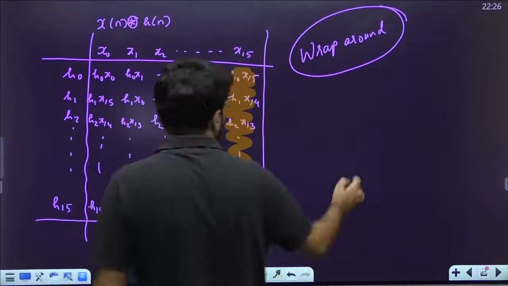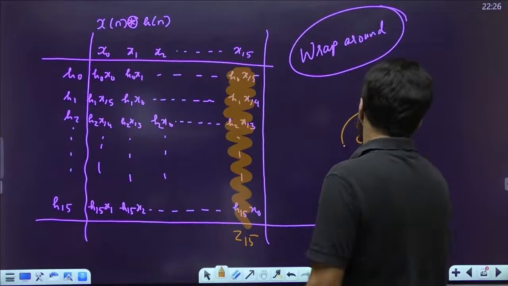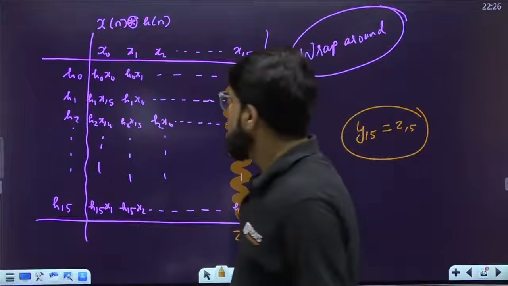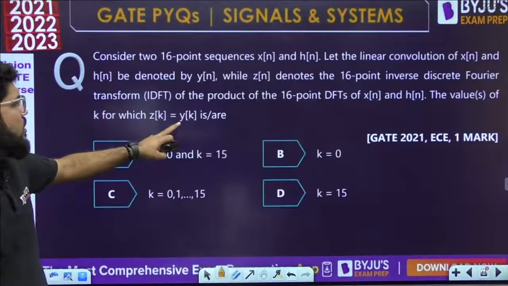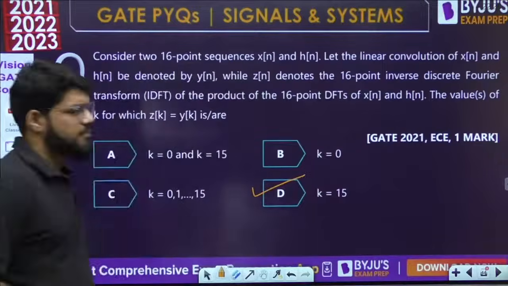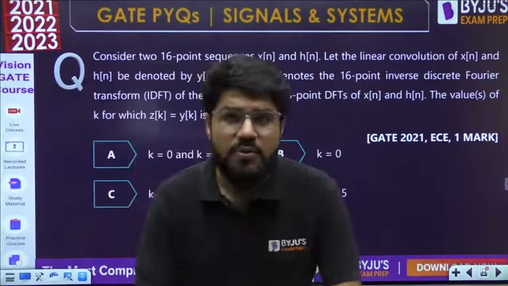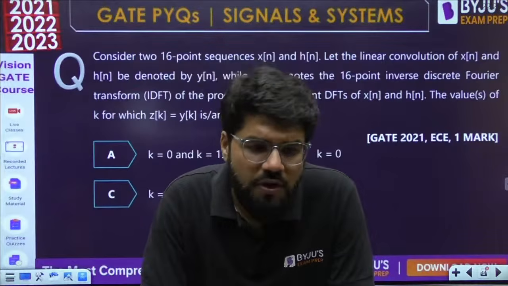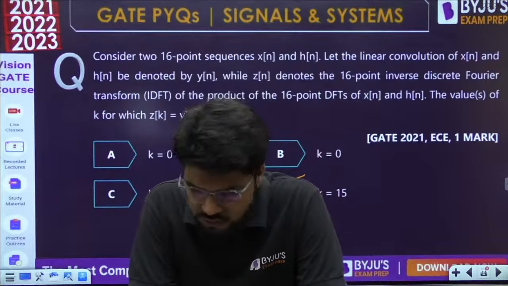So I can say that y15 is equal to z15. Only one possible value. The question asked, what are the values of k for which yk equals zk? That is only k equal to 15. I have explained the complete logic, but you can now remember it as a result: only for k equal to N-1, circular and linear convolution will match. Otherwise, they will not.